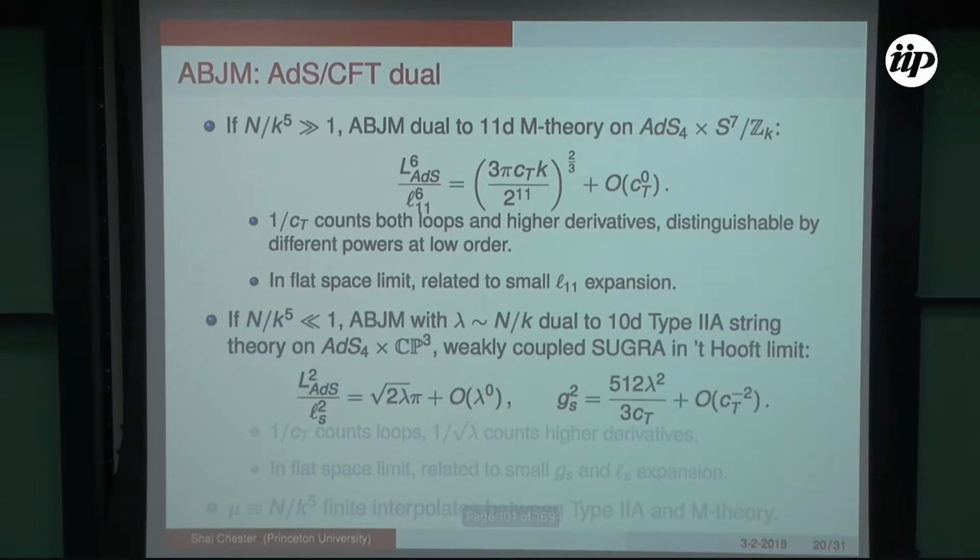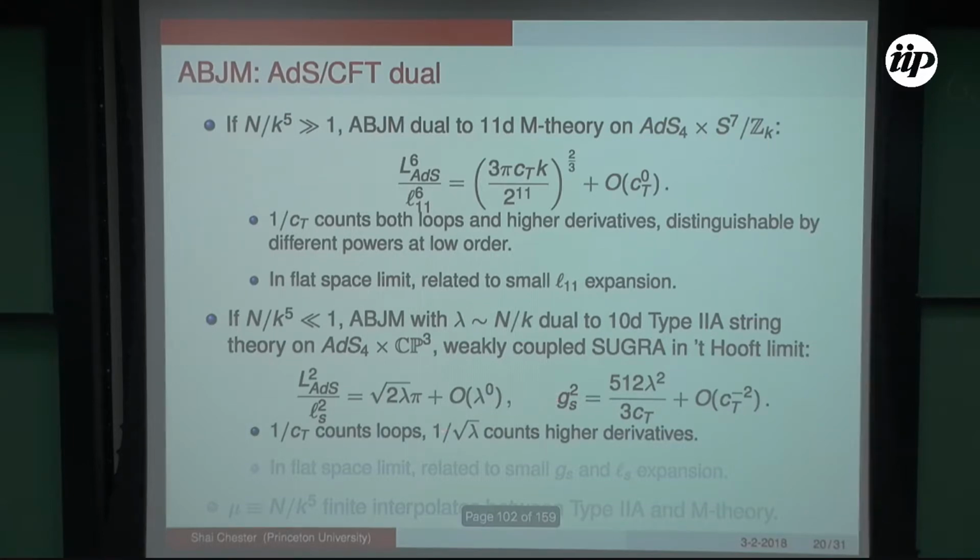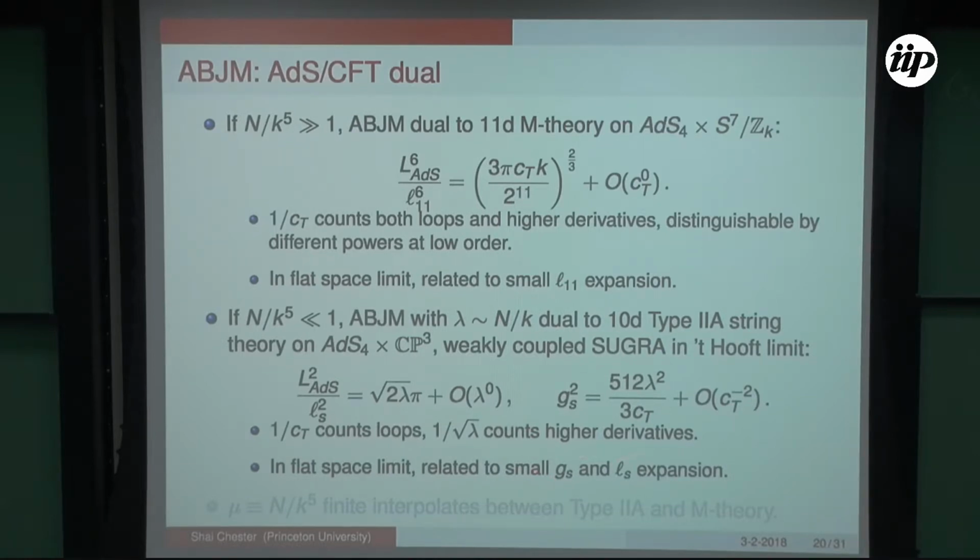Now, if you let n over k to the 5 be super small, the opposite regime, and define the 't Hooft coupling to be at leading order n over k, then ABJM theory is dual to 10-dimensional type IIA string theory on AdS4 cross CP3. In particular, we look at the 't Hooft limit where lambda is going to be large, and then you can relate these parameters as such. Now, just like in n equals 4 super Yang-Mills, c counts loops, lambda counts higher derivatives, and it's related to the gs and ls expansion.